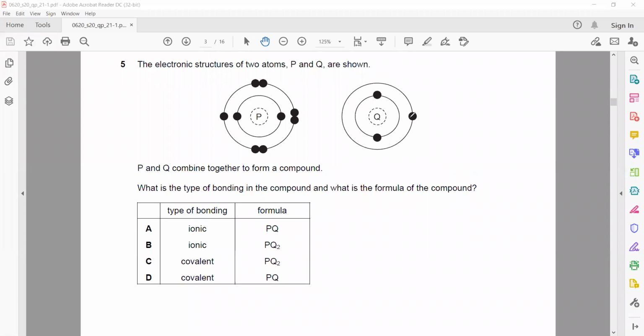Because Q has one electron in the outermost shell, we say it is a metal. And P has 7 electrons in the outermost shell, so it's a non-metal. Non-metals tend to gain electrons, so P should have a valency of -1 and Q should have a valency of +1, to react. When a metal and a non-metal react, it should be ionic, and they have the same valency, so the simplified ratio is 1 to 1. So the formula for the compound which is formed is PQ.